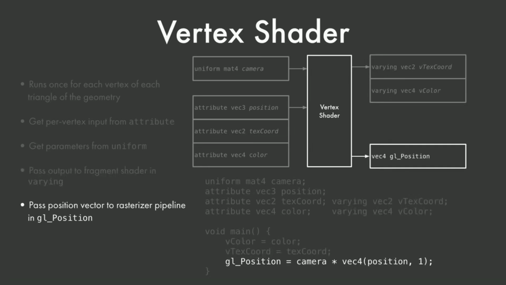The most important role of the vertex shader is, of course, to specify the final position of each vertex that it processes. And you do that by setting the gl_Position special variable, a 4-dimensional vector. Typically, you multiply it by some kind of matrix to get the final position in the scene.